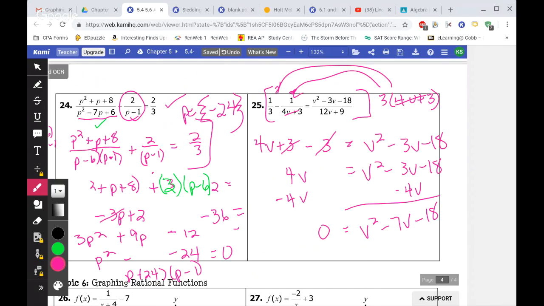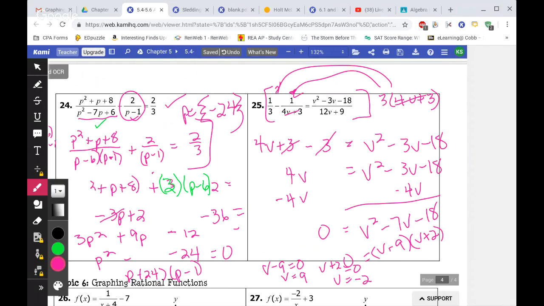I'm looking for 2 factors that multiply together to give me a negative 18. When I add them, give me a negative 7. So that's going to be v minus 9 and v plus 2. So I set each factor equal to 0. So my possible answers are negative 2 or positive 9.